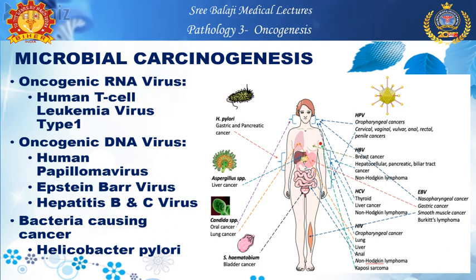Then what is microbial carcinogenesis? Even microbes can cause cancers. The most important are the oncogenic RNA virus, human T-cell leukemia virus type 1, the oncogenic DNA viruses, HPV, Epstein-Barr virus, hepatitis B and C virus, and the bacterium causing cancer, which is Helicobacter pylori.